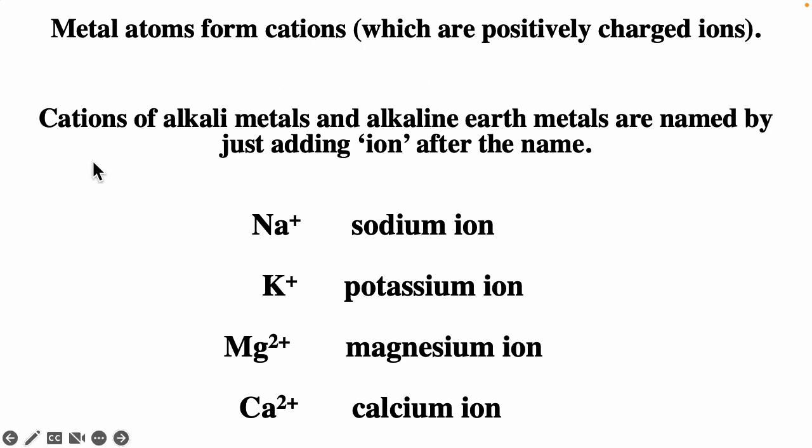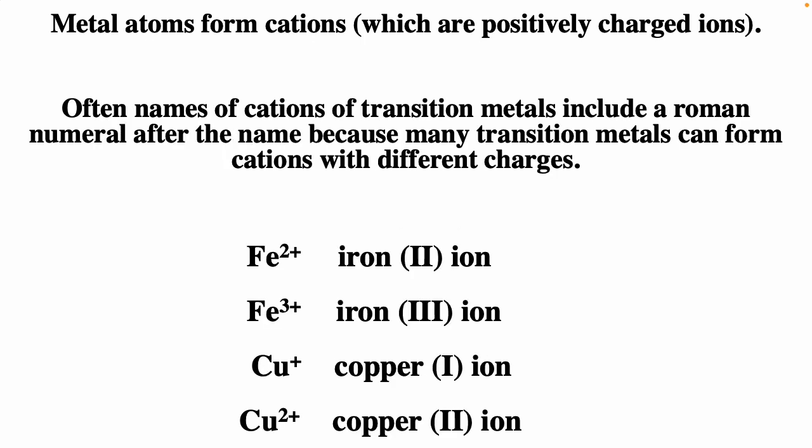Now, to name positive ions, it's pretty simple. Typically, we just put ion after it. So the sodium ion is just called the sodium ion, potassium ion, magnesium ion, and calcium ion. Now, some metals can form more than one type of ion. And so iron can form a +2 or a +3. Now, to differentiate between the two, we use Roman numerals. And so the iron +2 is called iron(II). Iron +3 is called iron(III). Copper +1 is copper(I). Copper +2 is copper(II).